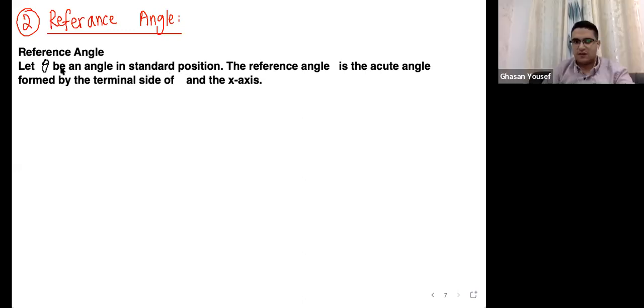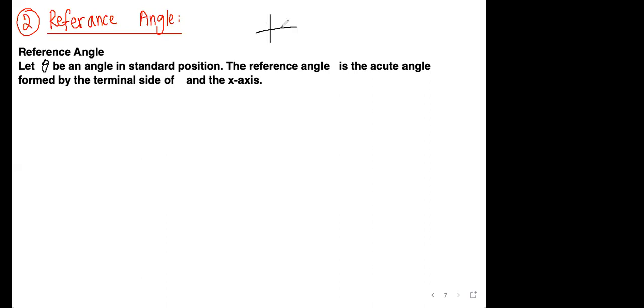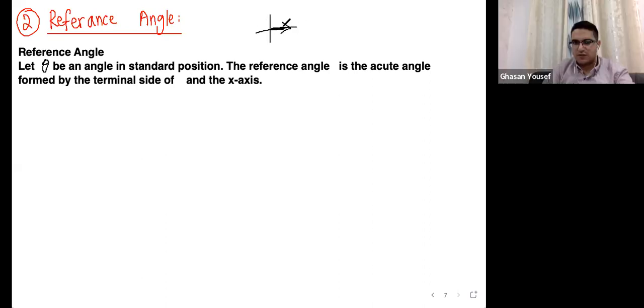So in the standard position, my initial side is in the positive x-axis, and the vertex is at the origin, (0, 0). And this is my angle, for example, or this, whatever it is. So my angle here is in the standard position. The reference angle, we call it theta bar, is the acute angle formed by the terminal side of theta and the x-axis.